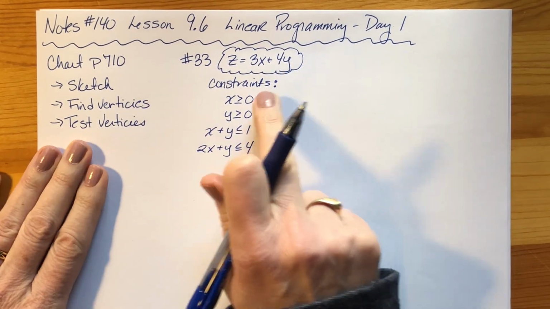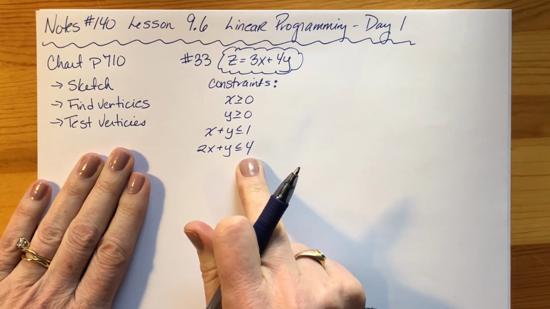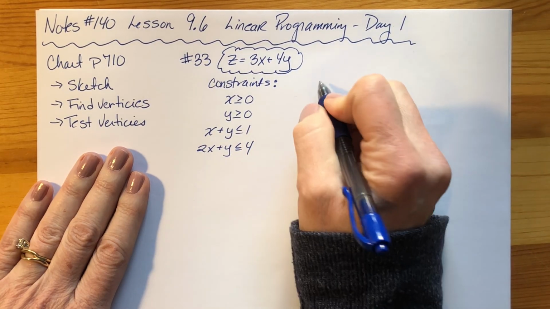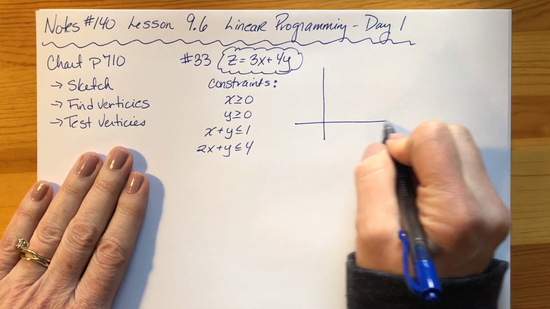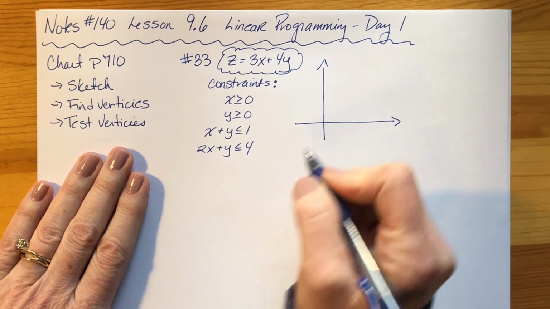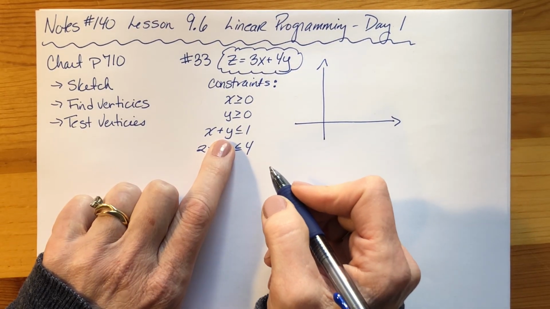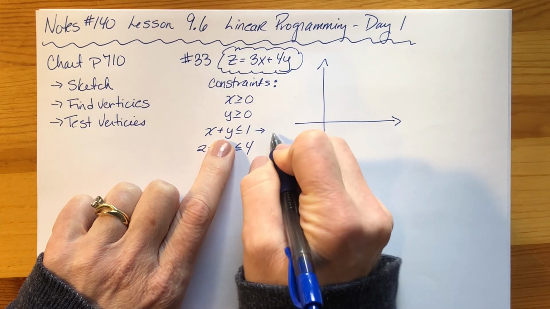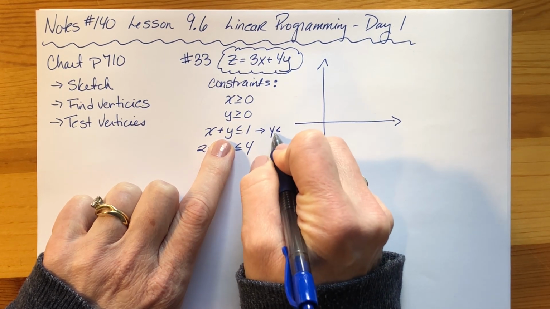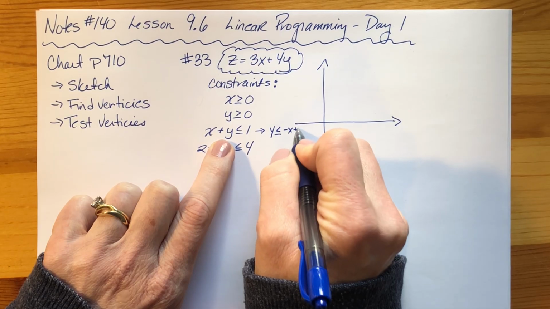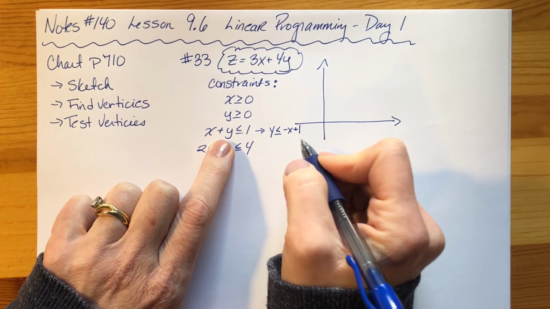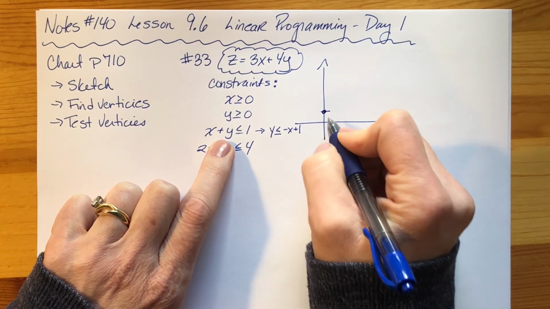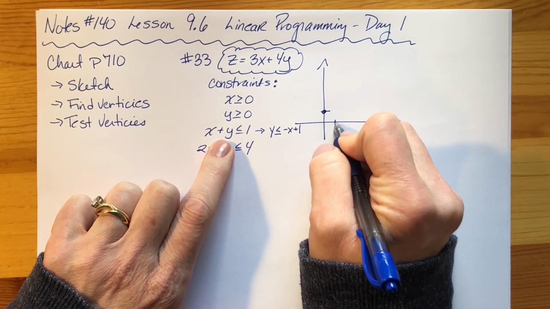Okay, so they're going to give us our constraints. X is greater than or equal to 0. Y is greater than or equal to 0. So I know I'm only working in quadrant 1, which is very nice. Okay, x plus y is less than or equal to 1. I'm going to think about this in slope-intercept form. So y is less than or equal to negative x plus 1. That means I'm going to go up 1 here, and down 1 over 1.